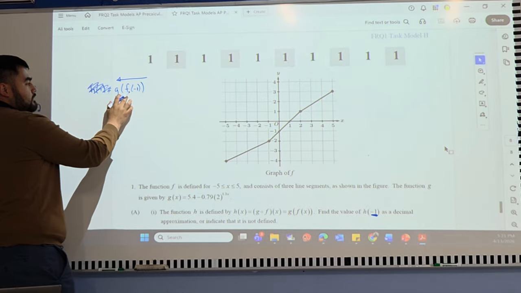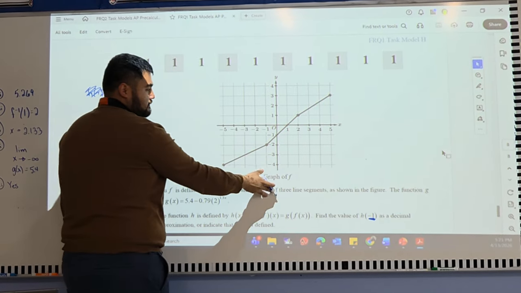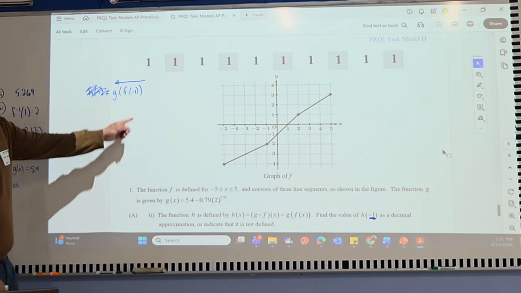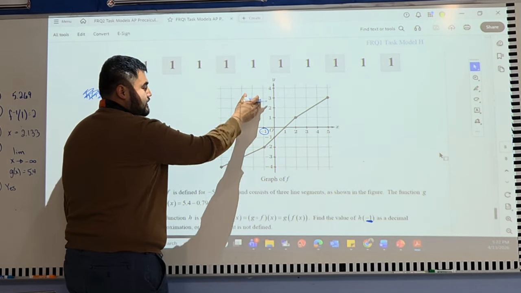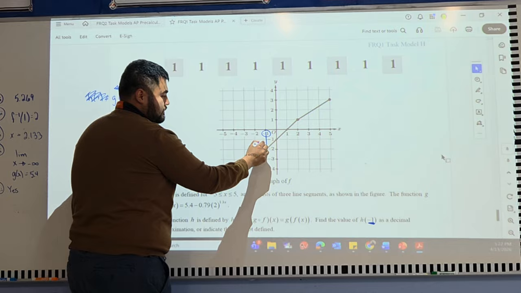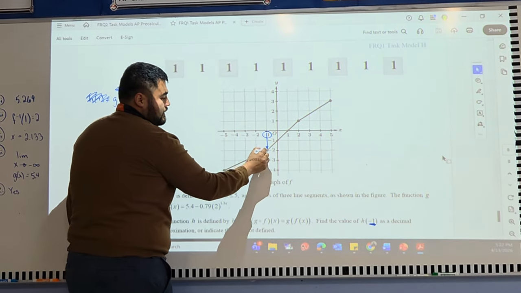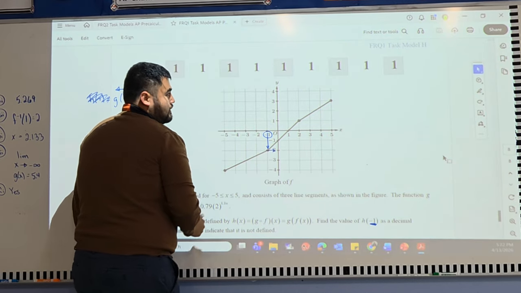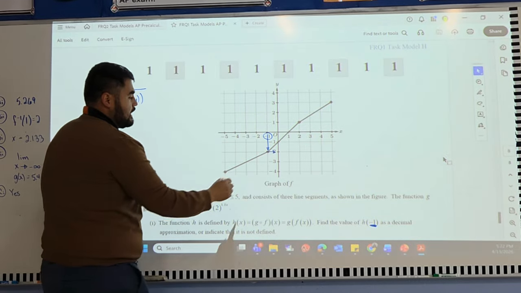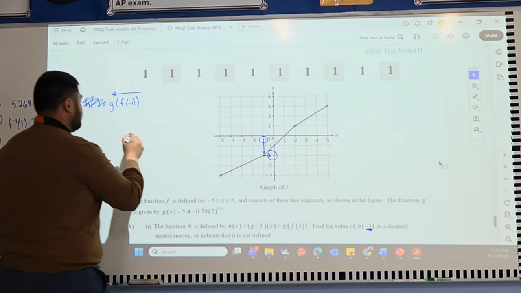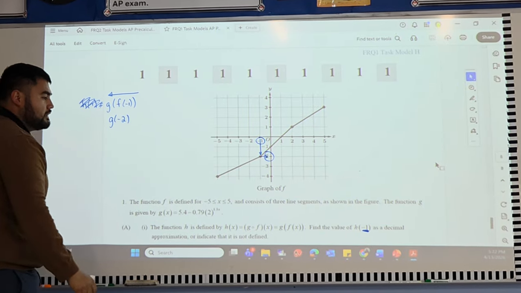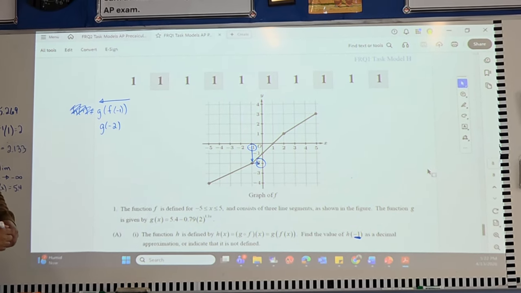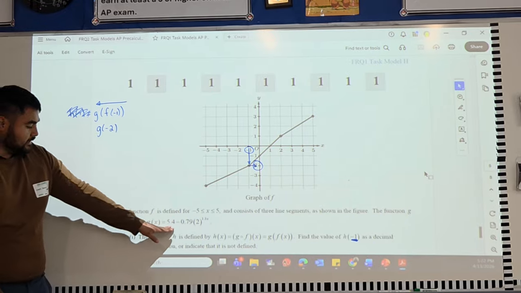Now we're going to go from right to left without jumping any hurdles. So -1 with function f. Function f is the graph. -1 is right here. Where's my graph? Is it above it or below it? Well, below it. Then go to your y-axis and get your output. In this case, it's -2. So now I have g of -2. From here, g is this, right?